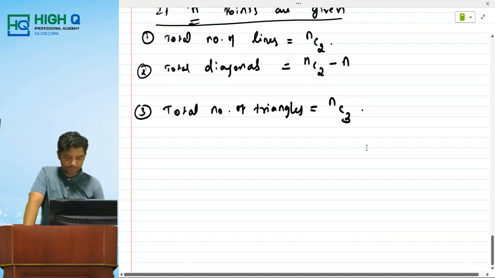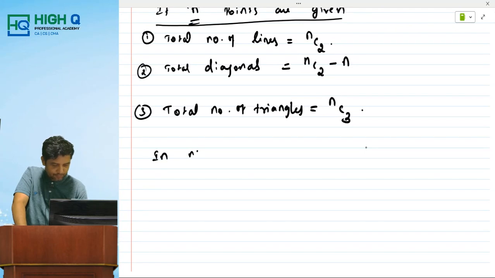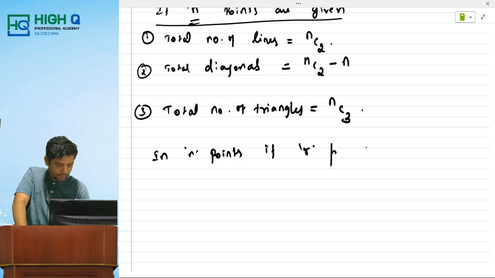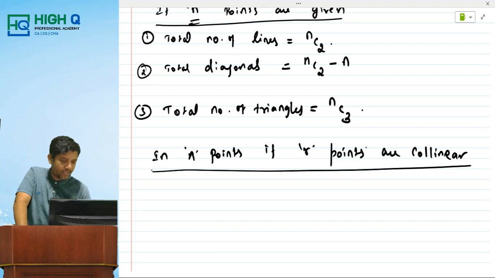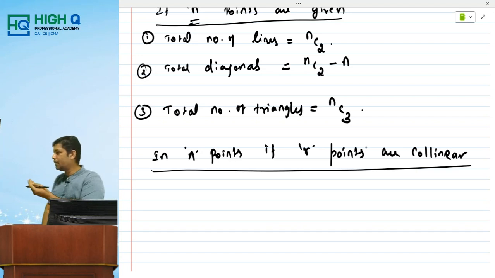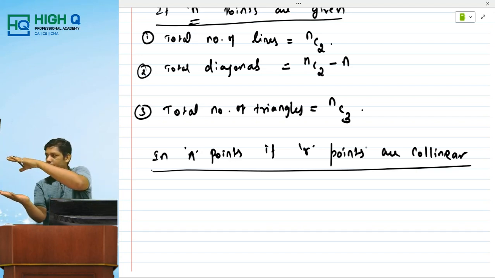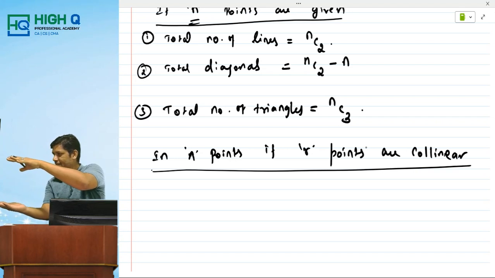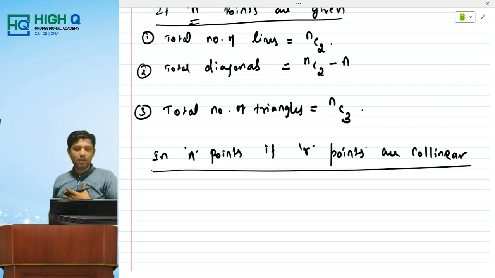Fine. Now, in n points, if r points are collinear, you know the meaning of collinear, my dear? What is collinear? Intersection? Parallel lines are collinear? Oh, parallel means collinear. Hey, my dear.